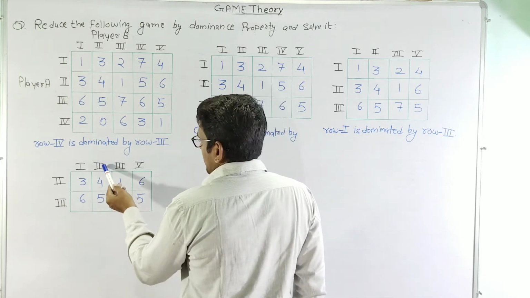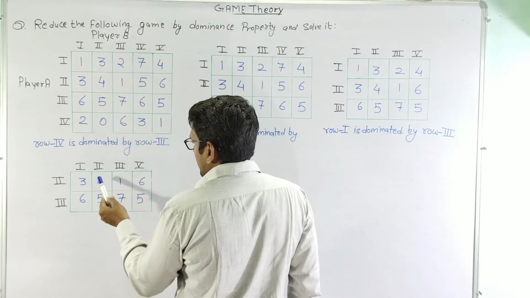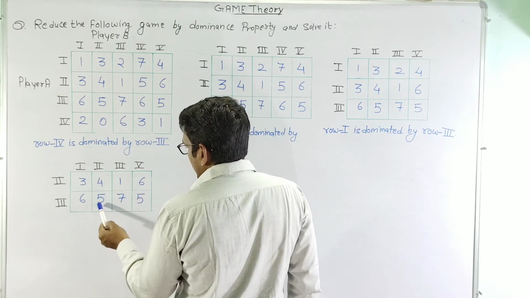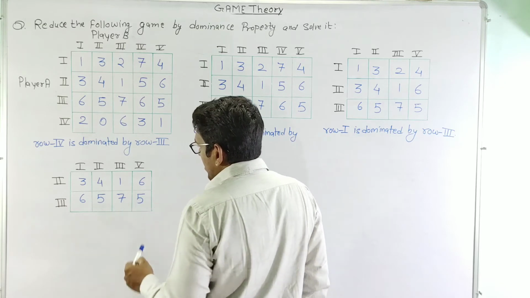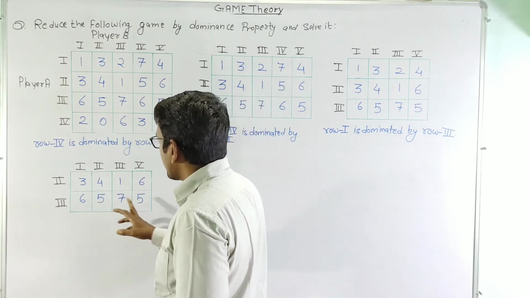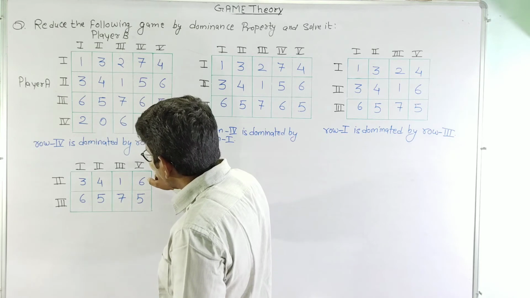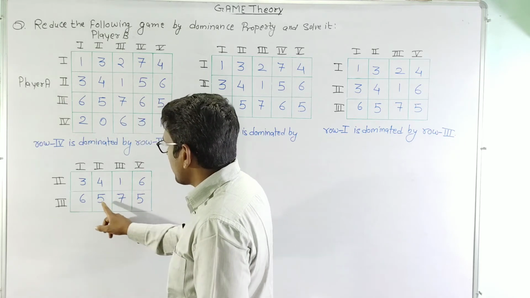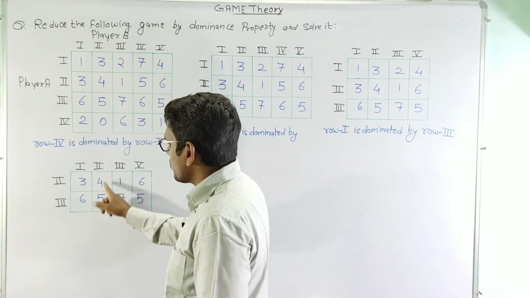Now let us compare column 2 and column 5. So this is 4 less than 6, and 5 and 5 are equal. So among these two we can see that each element in column 5 is either greater than or equal to each element in column 2.